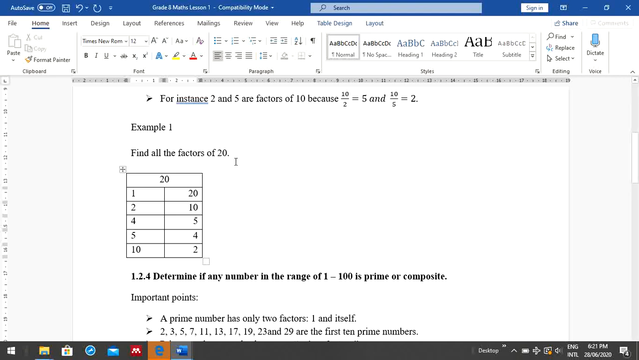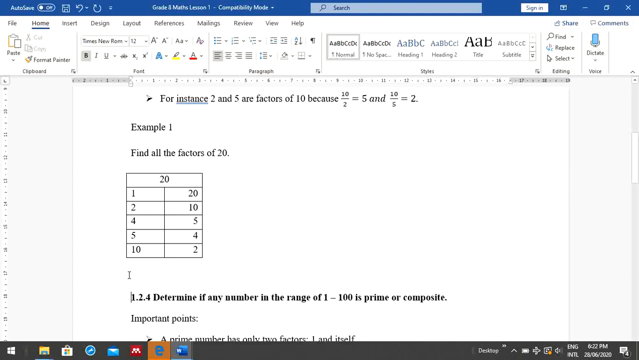Okay. So then after that, we can now list down all the answers. So the factors are 1, 2, 4, 5. You don't have to repeat 4 and 5. And then there are 10 and 20 itself. So those are the factors of 20. These numbers can divide into 20 without a decimal remainder.